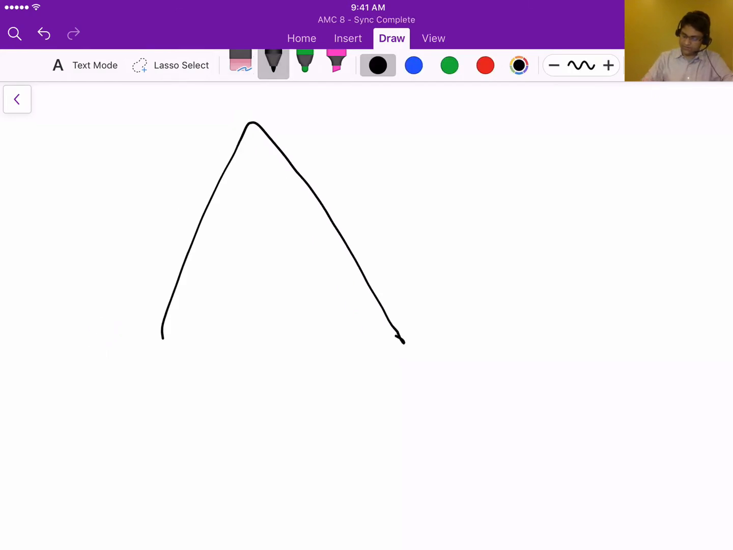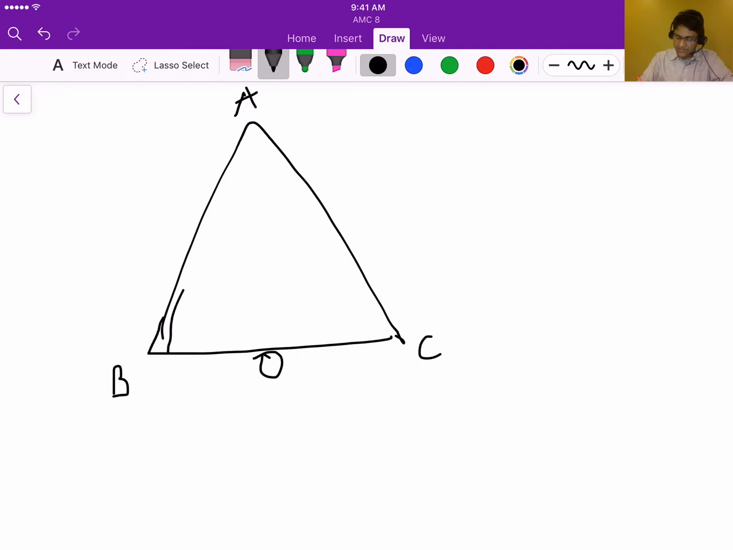Sometimes it's nice to label your diagram with A, B, C, and all that. So let's put A, B here, C here. Let's call this O, and we call it O just as a standard designation for the center of a circle. In this case, it's a semicircle, but that still applies. Okay, so we have that.